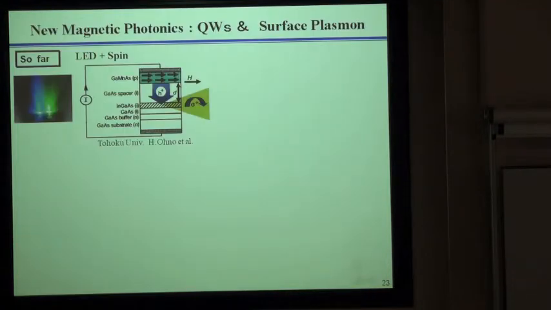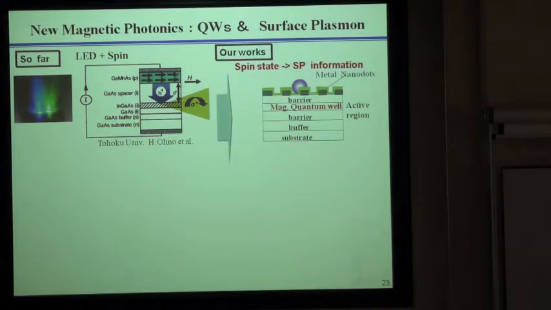And so far, for example, when we would like to apply spin photonics like this, Professor Ono of the University demonstrated pioneering work, for example, by using these kinds of PN junctions, we can read out the spin information through the light information. And then we would like to expand these kinds of possibilities. To do so, one of the interesting fields is surface plasmon phenomena, for example.